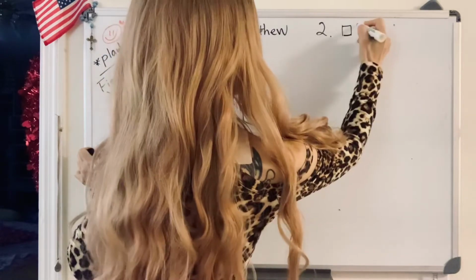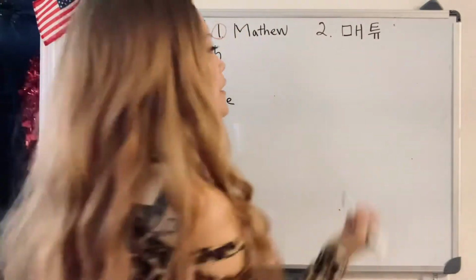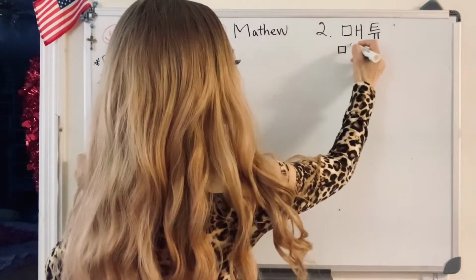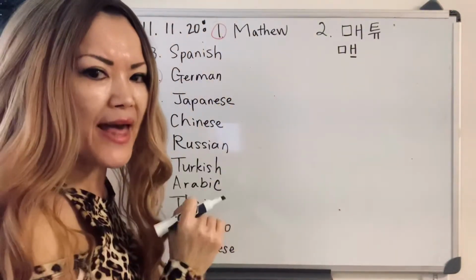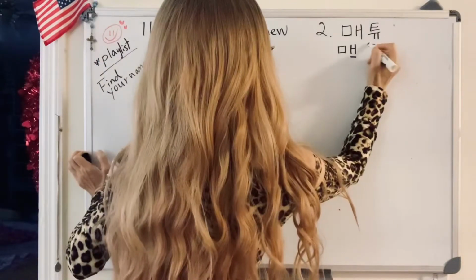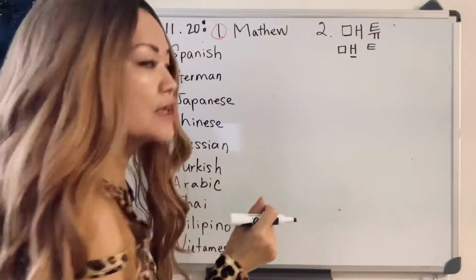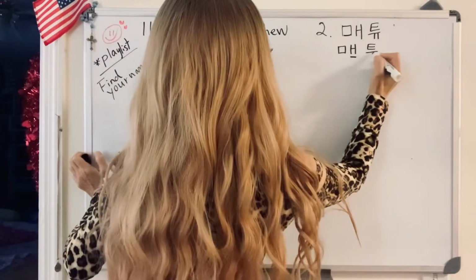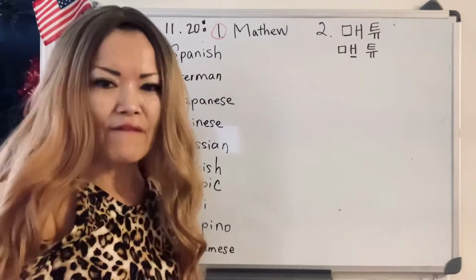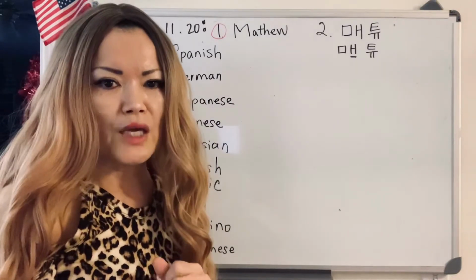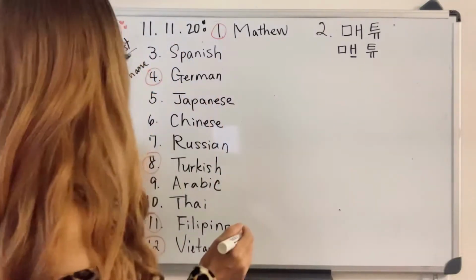When you see the circle, it's an M sound, Matthew. This is a vowel, e. So, me. And this letter looks like an alphabet E, right? This is a T sound in Korean. And then this one looks like a U, a vowel. So, t with the vowel U. So, Matthew. Okay, let's go Spanish.